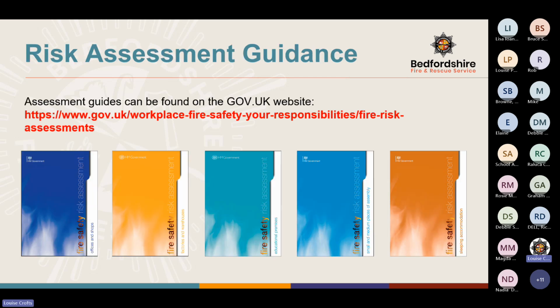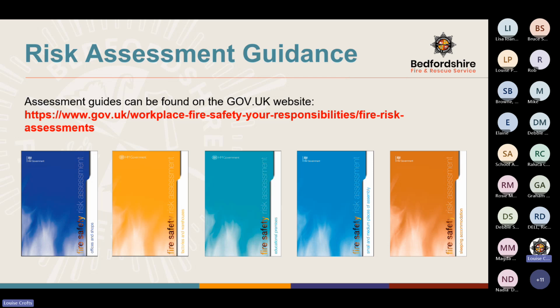Okay, so we talked about if you were going to do a fire risk assessment yourself, there are government guides that are available free of charge to you. This slide just gives a little snapshot of them, there are quite a few guides. These aren't all of them, but you've got, for example, offices and shops, factories and warehouses, educational premises, small and medium places of assembly, sleeping accommodation. There are other guides as well.